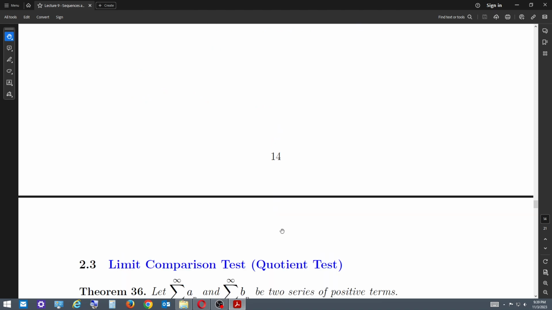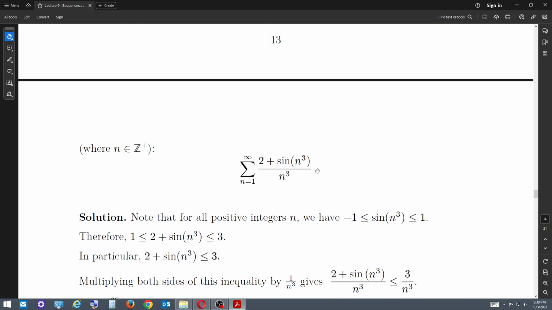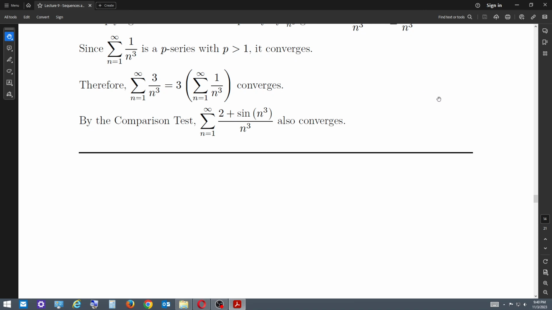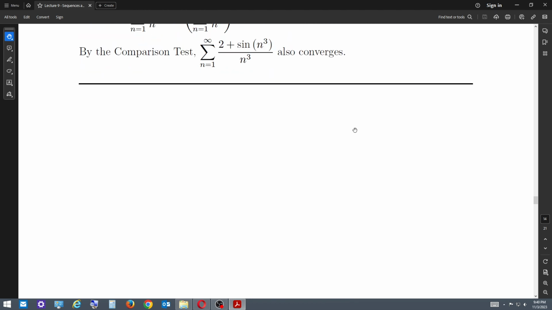Alright, so that's it for the comparison test. Like I said, again, to emphasize this, you will need a lot of practice to figure out how to find the series that you're going to compare with. Typically what you do is you take your an and try to get some inequalities from it with a p series on either side somehow. And then, depending on the p series they have, if it's a convergent p series, then you know you're trying to prove it converges. If it's a divergent p series, you're trying to prove it diverges. And then you can choose the appropriate inequality that you need for that.